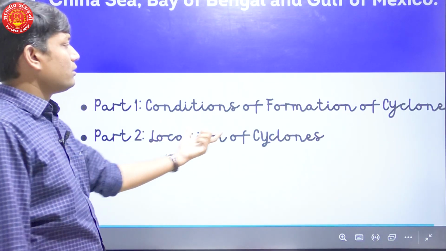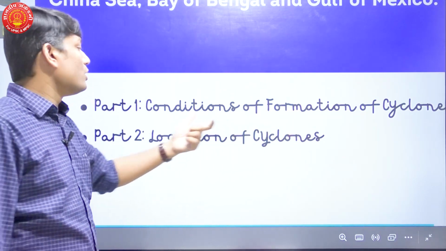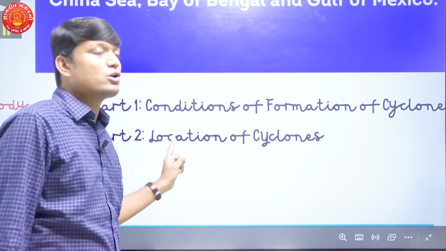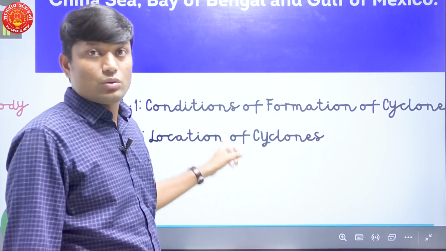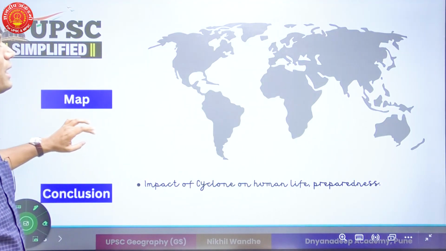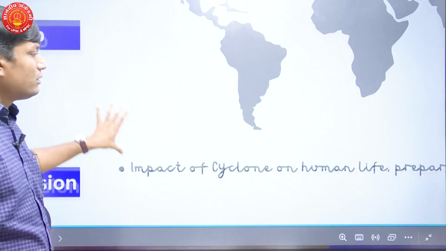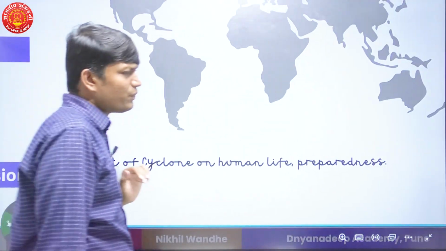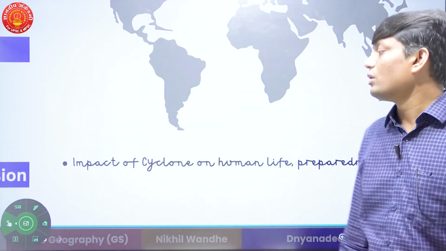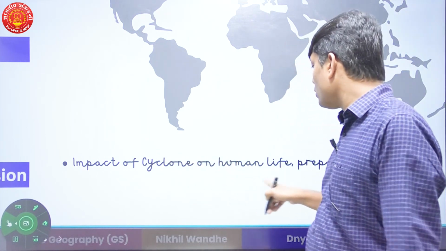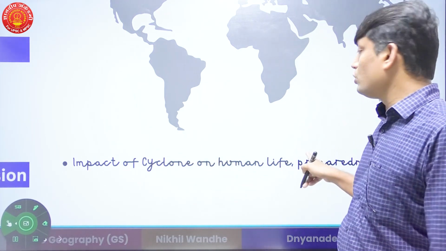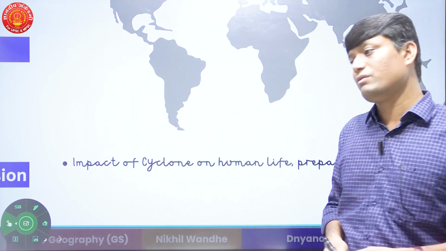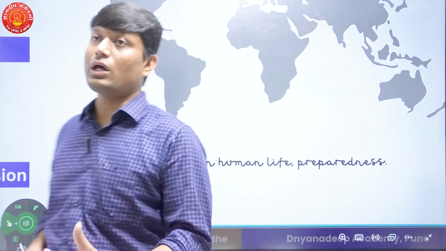Unless you put the conditions for formation of cyclone, you are not likely to explain its location, right? So that is something you need to be mindful of. Now moving to conclusion. Conclusion is very simple. You can simply put what impact these cyclones have on human life, and you can also talk about the preparedness which we should be having for this particular situation.